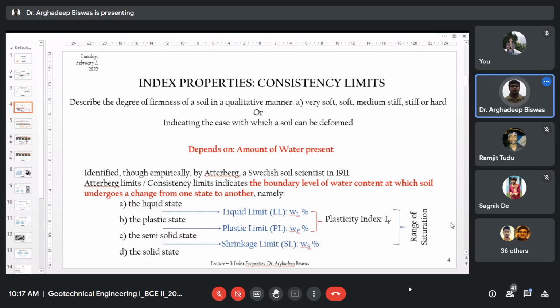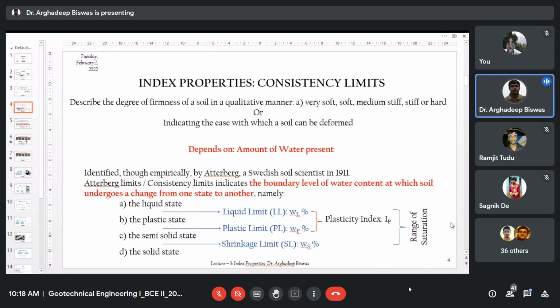The difference between the liquid limit and plastic limit water content is an index showing some value, and that value is called the plasticity index. One thing you remember: from the liquid limit to the shrinkage limit, the soil body remains at its saturated state. That means all the void spaces are occupied by water. So the states are liquid state, plastic state, semi-solid state, and solid state. And the limits are liquid limit, plastic limit, shrinkage limit.